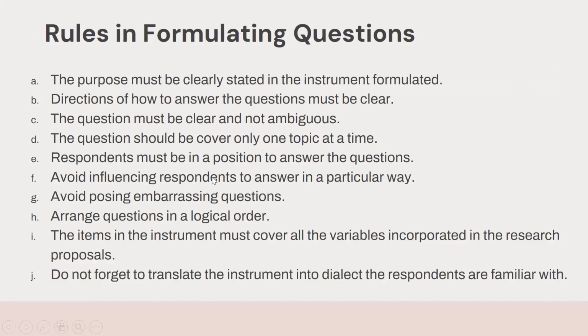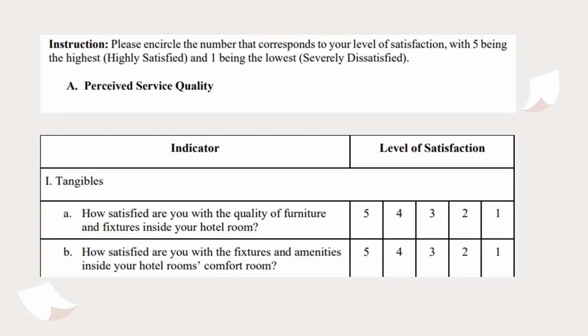And then, avoid influencing respondents to answer in a particular way. So, dapat your questions are neutral. Hindi siya nag-lean towards positive, di rin siya nag-lean towards negative. Neutral lang. Sample here. How satisfied are you with the quality of furniture and fixtures inside your hotel room? Diba? Neutral yung question. Hindi siya into positive, hindi rin siya into negative. In this way, mas magigauge natin yung response ng respondents natin. Okay? Since the question is neutral, kung ano talaga yung answer nila for that specific question, yun yung isasagot nila.